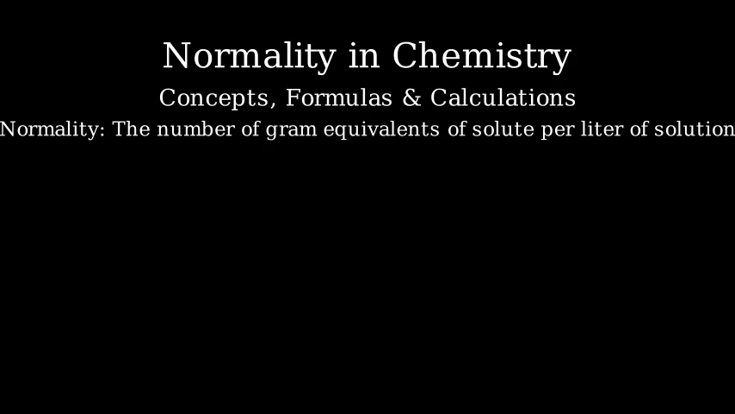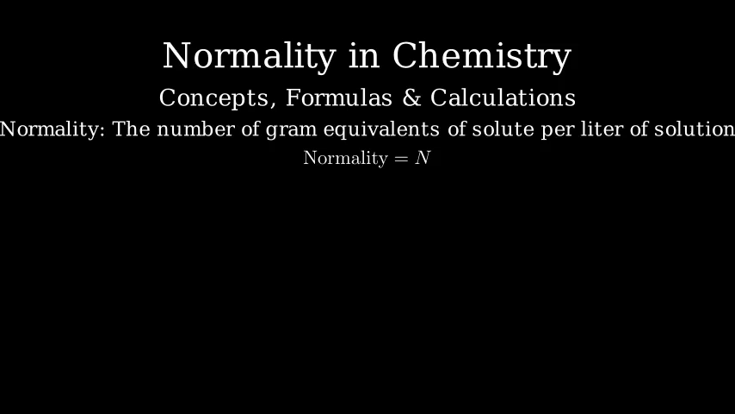Welcome to our lesson on normality in chemistry. This concept is crucial for students in classes 11 and 12 as it helps us understand solution concentration in chemical reactions. So what exactly is normality? Normality is a measure of concentration that expresses the number of gram equivalents of solute per liter of solution. Normality is typically represented by the symbol capital N.